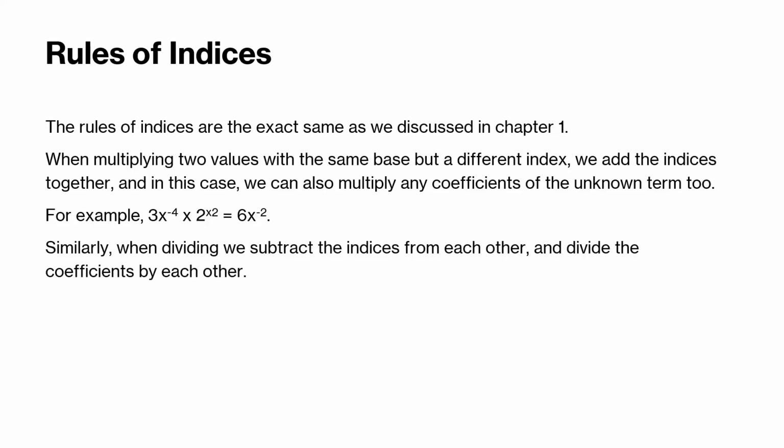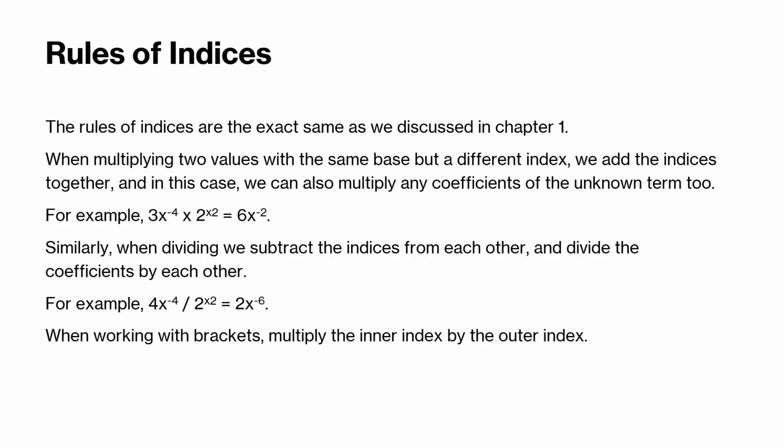Similarly, when dividing, we subtract the indices from each other, and we divide the coefficients by each other. For example, 4 multiplied by x to the power of negative 4 divided by 2x squared will give us 2x to the power of negative 6. 4 divided by 2 is 2, minus 4 minus 2 is minus 6.